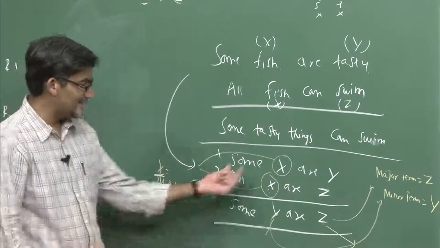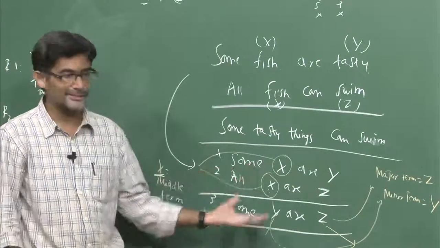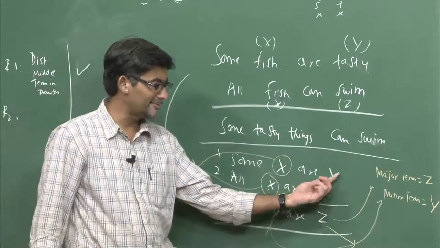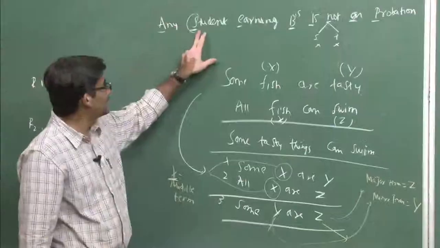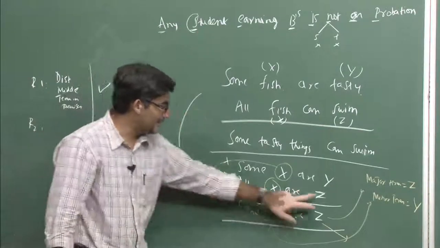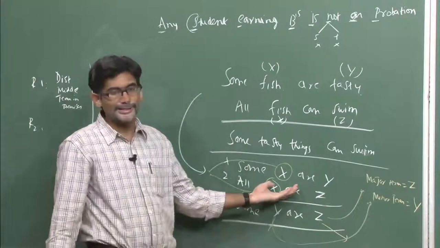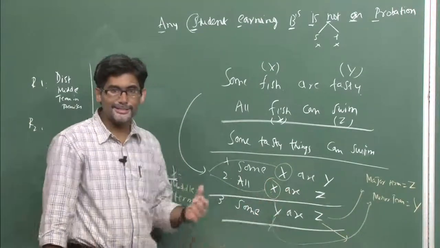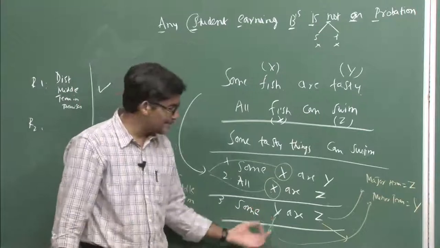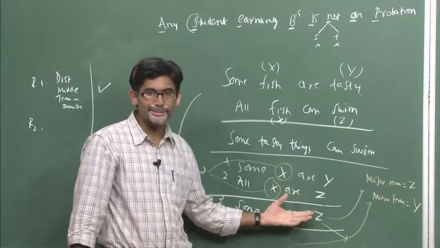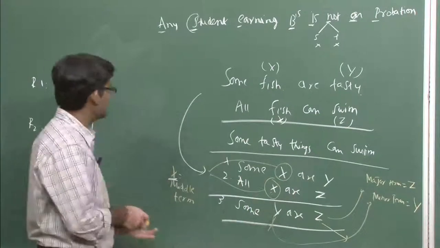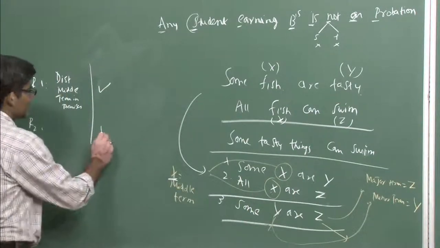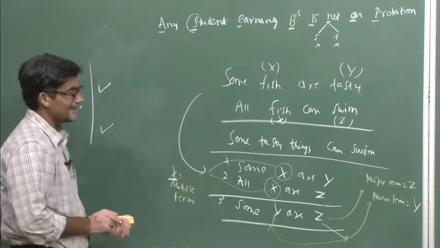Since the first premise is an I proposition, there is no question of the distribution of the term Y. And since an A proposition distributes only the subject and not the predicate, Z is also not distributed. So the idea here is that nothing is distributed in the conclusion which is not distributed in the premises. It is not distributed in the conclusion, and in the premises also it is not distributed. So rule number 2 also applies here.